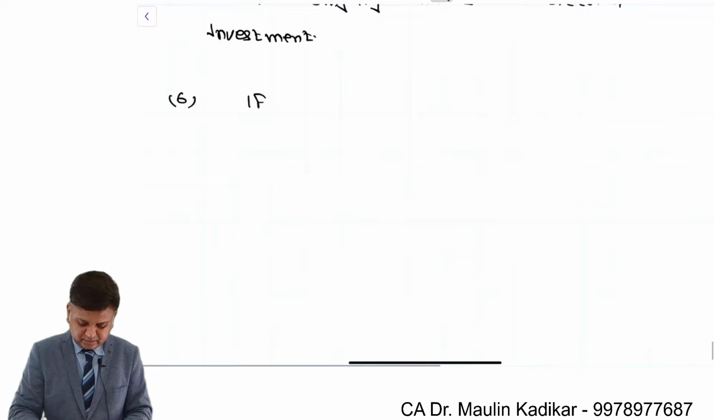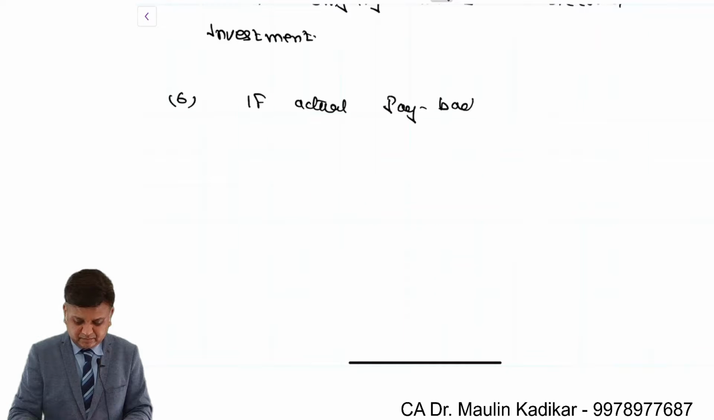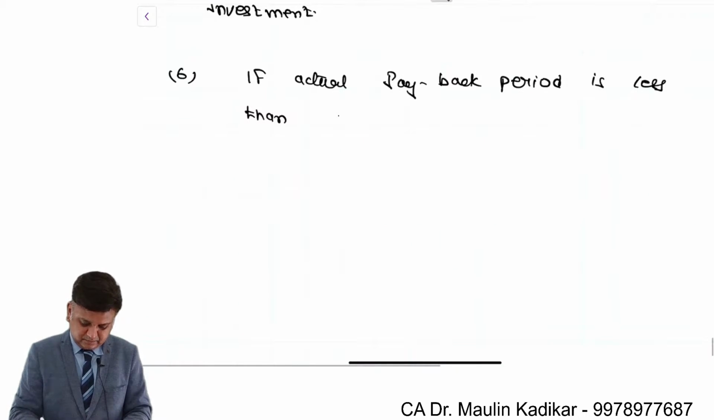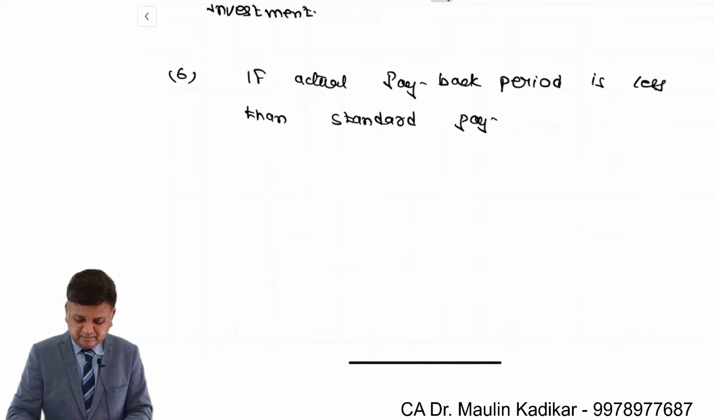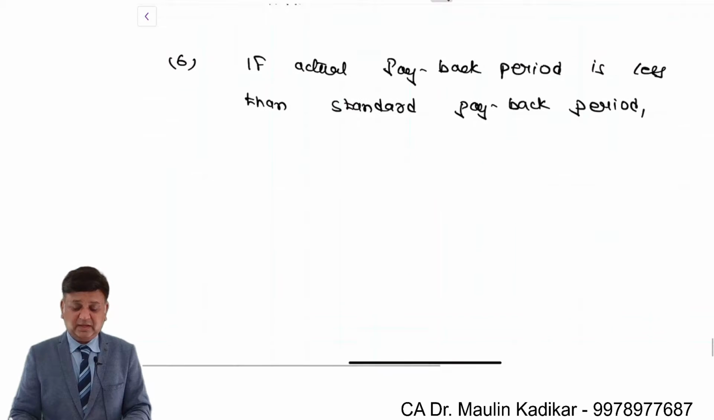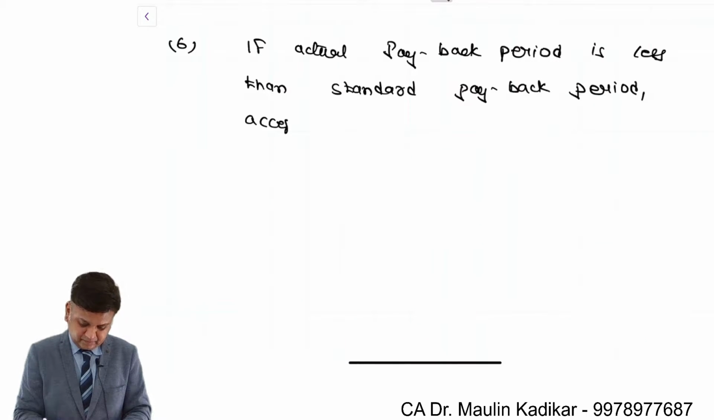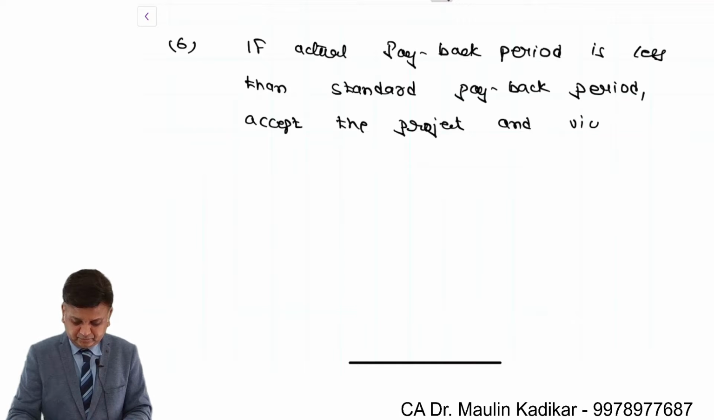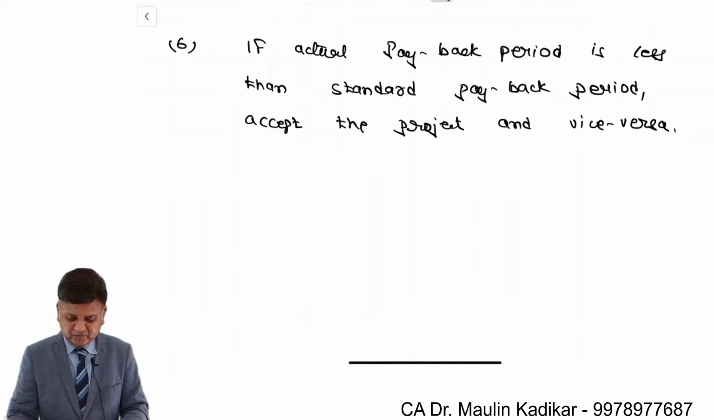Next point. If actual payback period is less than standard payback period, accept the project, and vice versa.